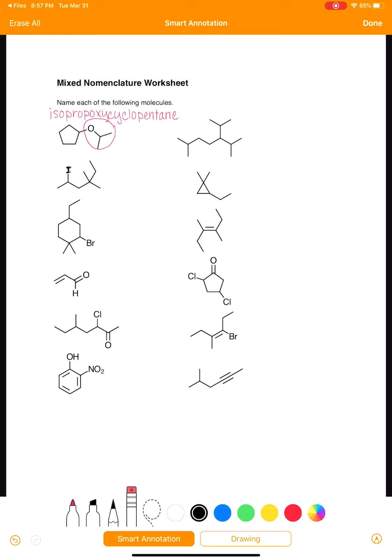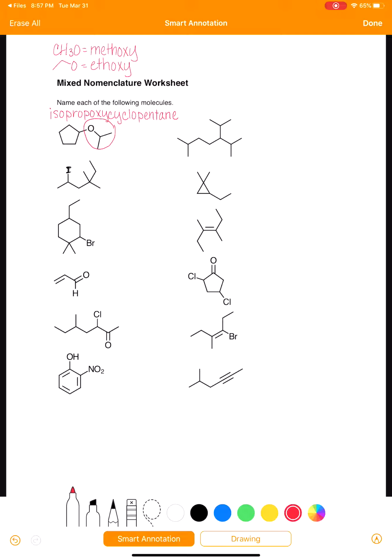Anytime we have an oxygen hanging off the end of an R group, we call it, whatever the R group is, oxy. You guys know ethoxy, you know methoxy. And so isopropyl just becomes isopropoxy cyclopentane.